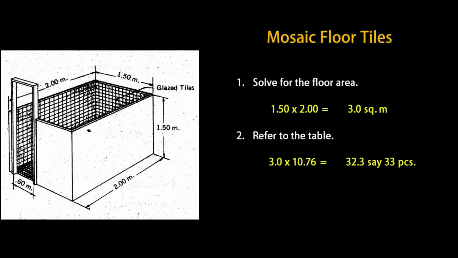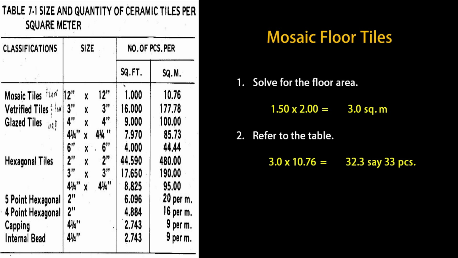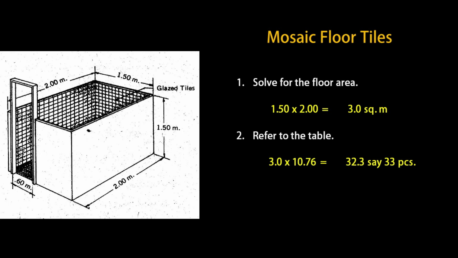In computing the quantity of mosaic floor tiles, we must first solve the floor area. 1.50 meters times 2 meters will give us 3 square meters. Then, we must refer to the table showing the size and quantity of ceramic tiles per square meter.